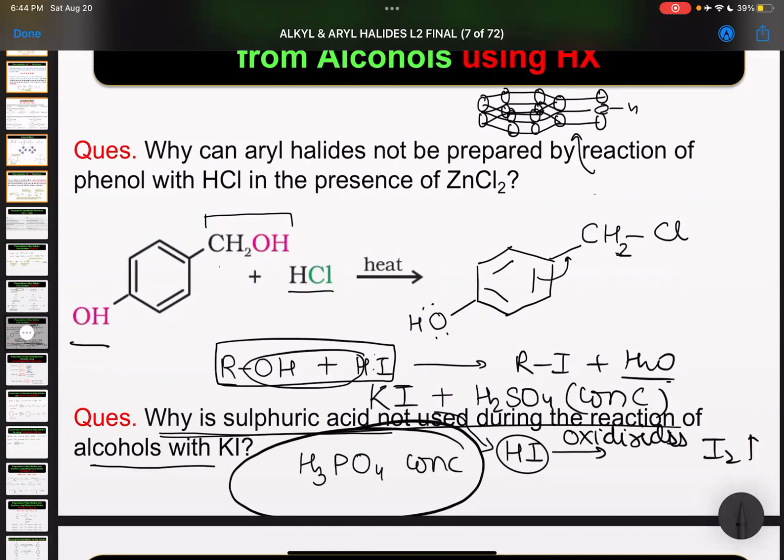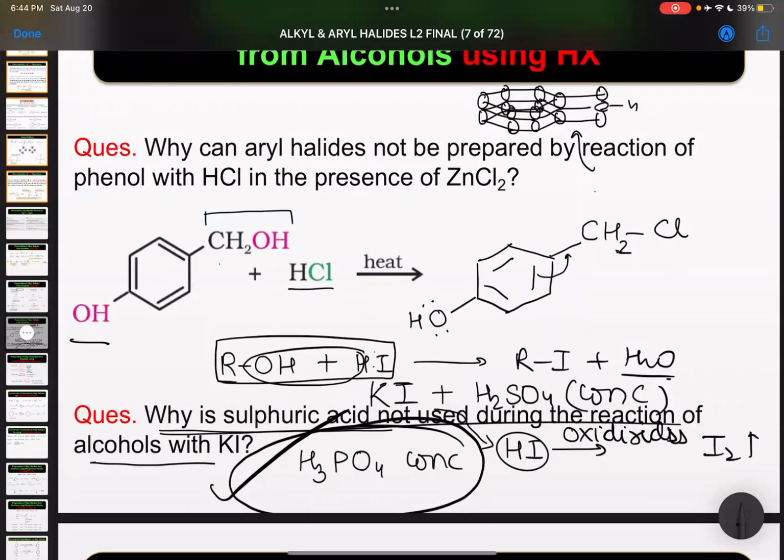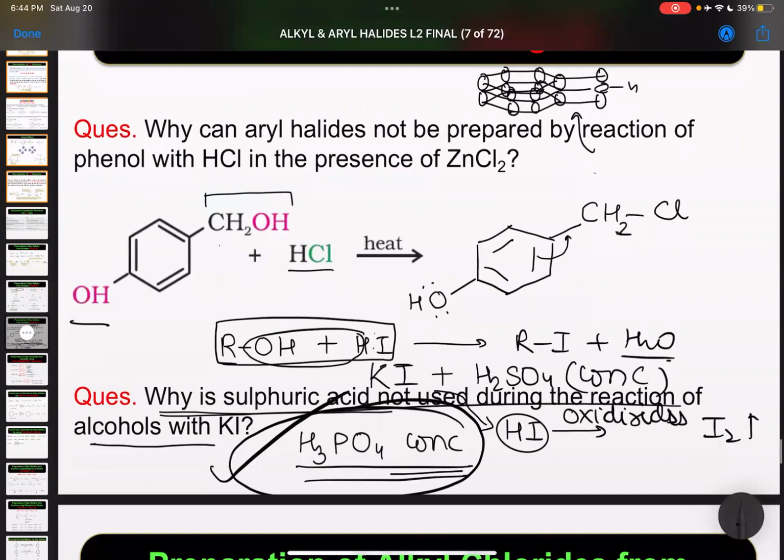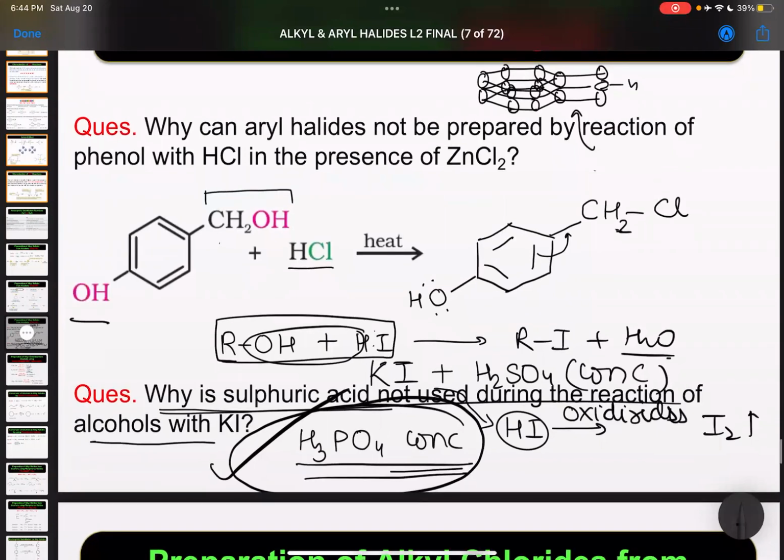Clear? H3PO4 is used. Phosphoric acid is used instead of concentrated H2SO4 because phosphoric acid is not an oxidizing acid. It doesn't have the tendency to oxidize. It will give only H plus. So from KI you will get only HI. It will not get oxidized to I2. Will you remember it? Very, very important. Yes, sir. Okay. Mohammed, understood? So can you explain the previous questions?